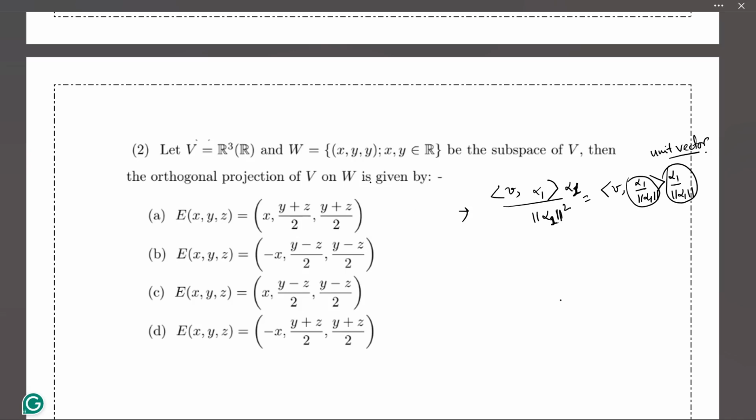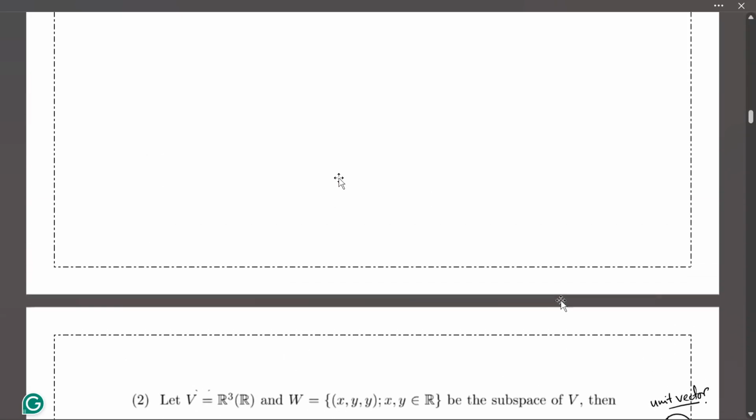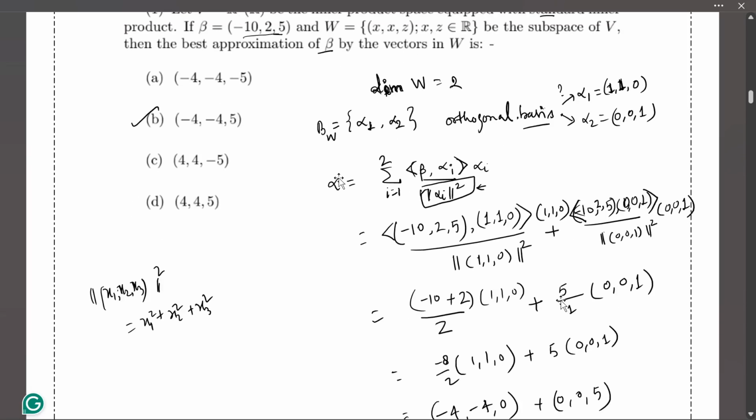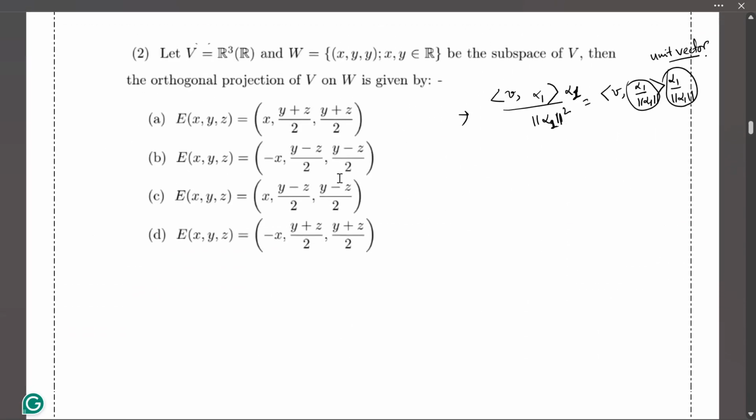So if we have more basis vectors, alpha 1, alpha 2, then the projection is calculated by this formula. Okay. Orthogonal projection is nothing but taking the best approximation. So take a general element x, y, z. First of all, let us write a basis for W, which we want orthogonal. Because it is R3, it is assumed that the inner product is the standard inner product.